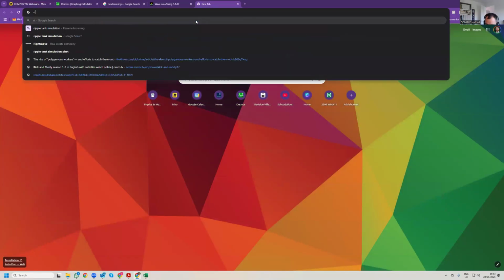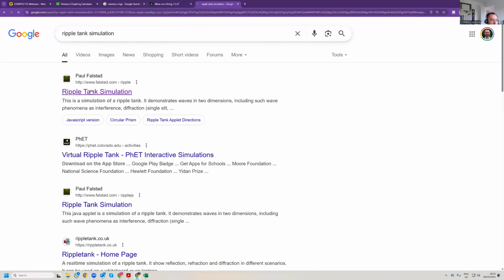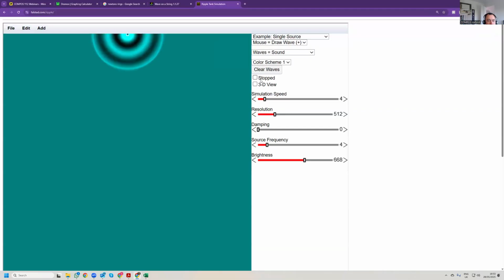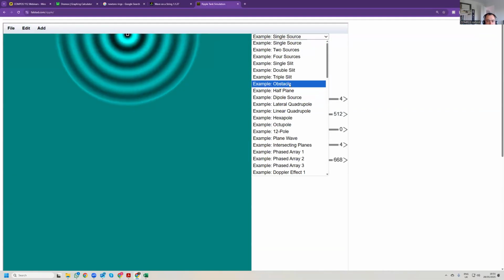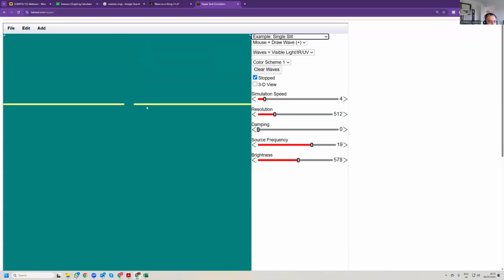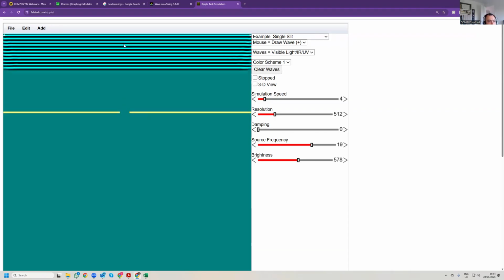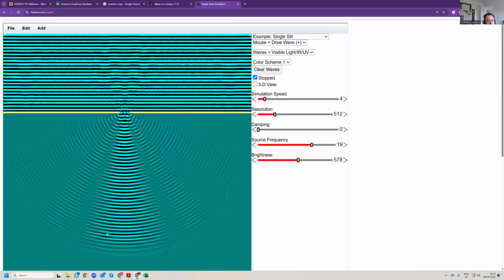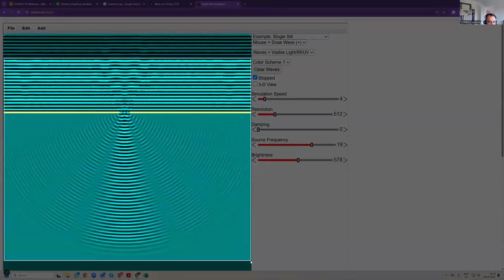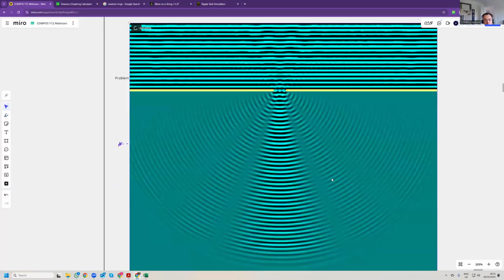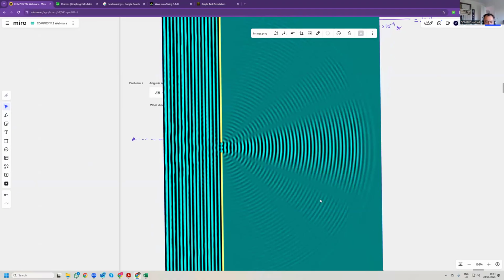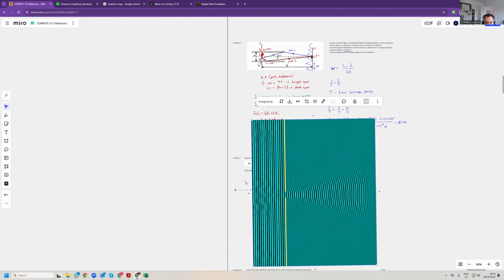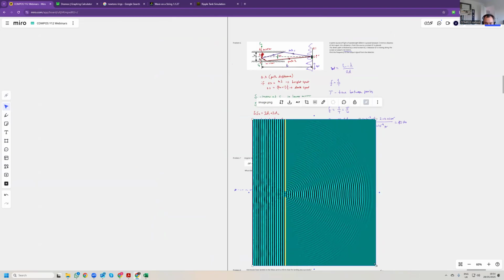So, ripple tank. So stopped. Single slit. So this is an opening, and you have light coming in. And you can see that the intensity of light produces the waves, produce a diffraction pattern.